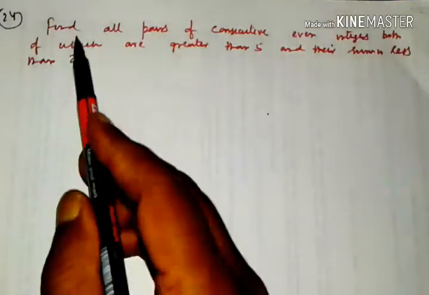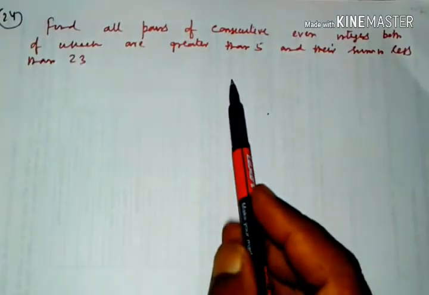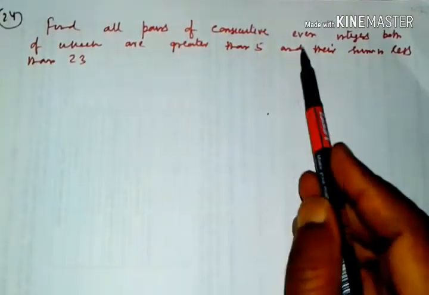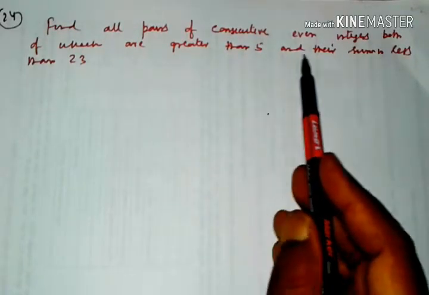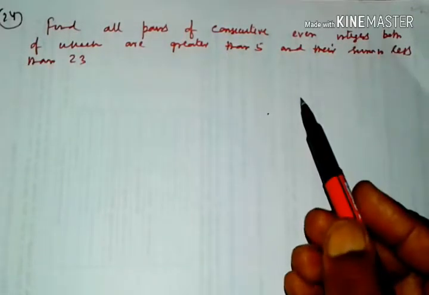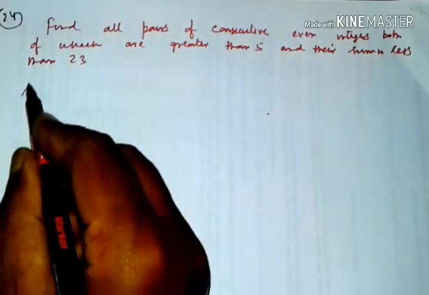The next problem is similar to the above. Find all pairs of consecutive even integers, both of which are greater than 5 and their sum is less than 23. Solution.